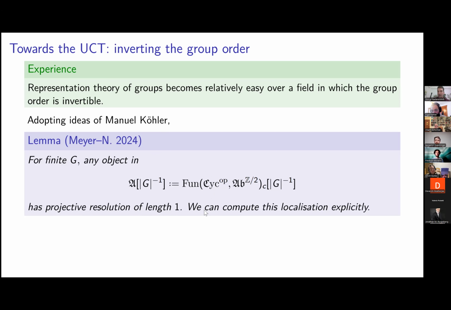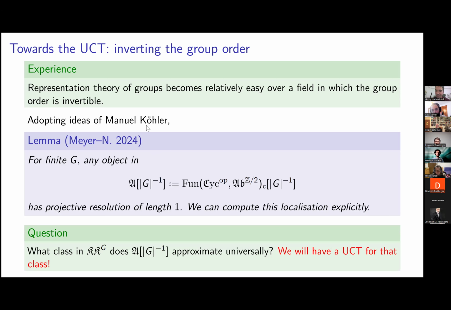So this is very close to UCT now. So we can actually explicitly compute this localization, what this is. This is actually, as I say, following the ideas of Manuel Köhler here. But now the question arises, if I find the class in KK^G, so I changed the target category, right? I had the universal target category and I changed it. Maybe it does not approximate anything. You might think this way.